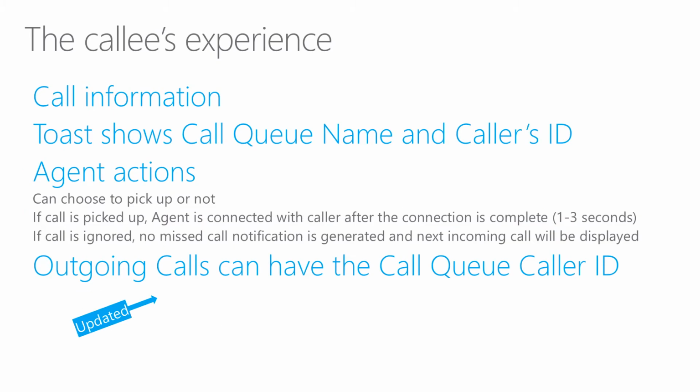From the callee side, that means me making the calls or receiving the calls, I will see the call information. My toast will actually show the call queue name and the caller's ID. I can choose to pick up or not. If it's picked up, then it's connected with the caller. If it's ignored, then we will not generate a missed call notification and the next incoming call will be displayed. With the latest updates, any calls placed by the agents can actually have the call queue caller ID.